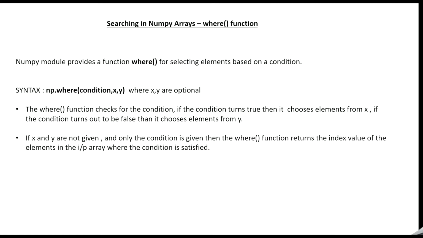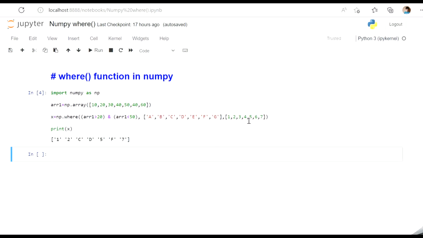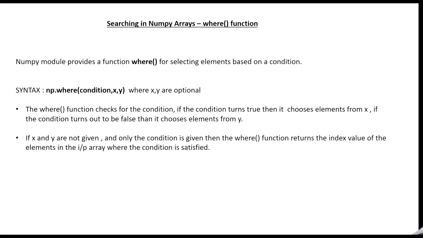The where function, when we give just the condition, returns the index values of the elements in the input array where the condition is satisfied. And if we give x and y, it will choose the elements from x and y depending on whether the condition is satisfied or not satisfied, and then it creates a new array. Hope so friends, it is clear for you, the where function which is used for searching in NumPy arrays.